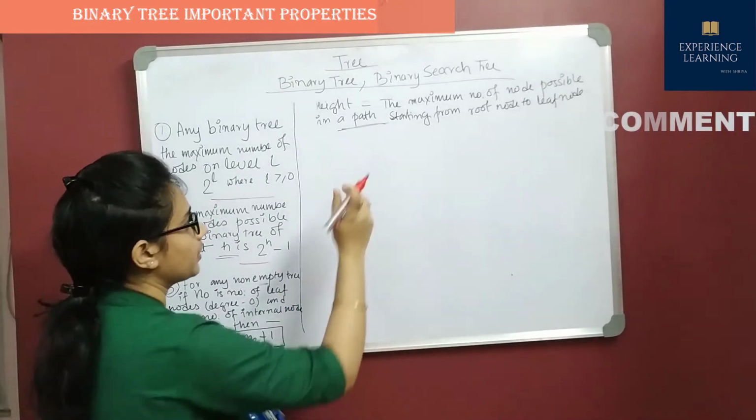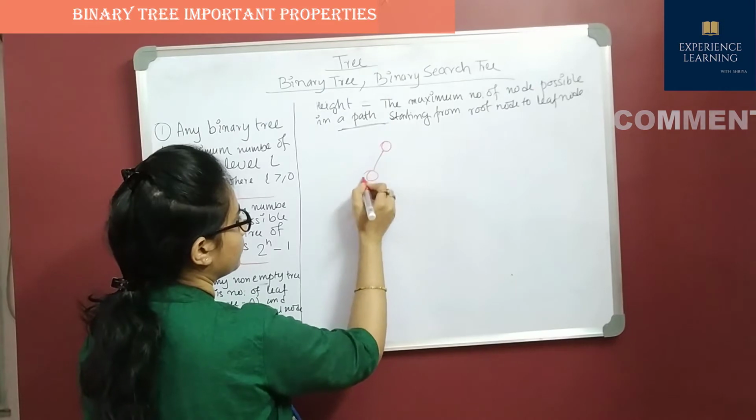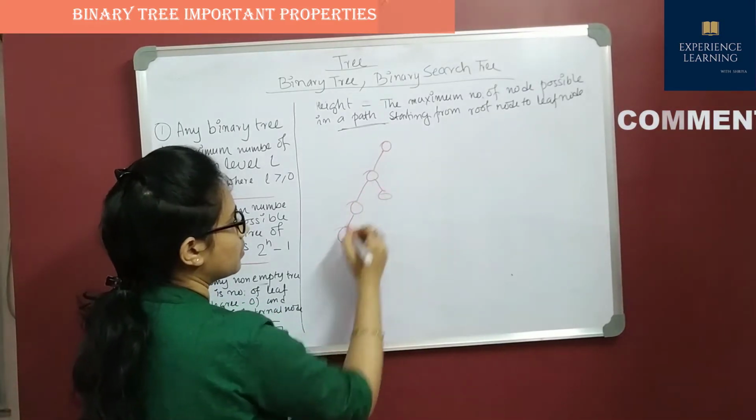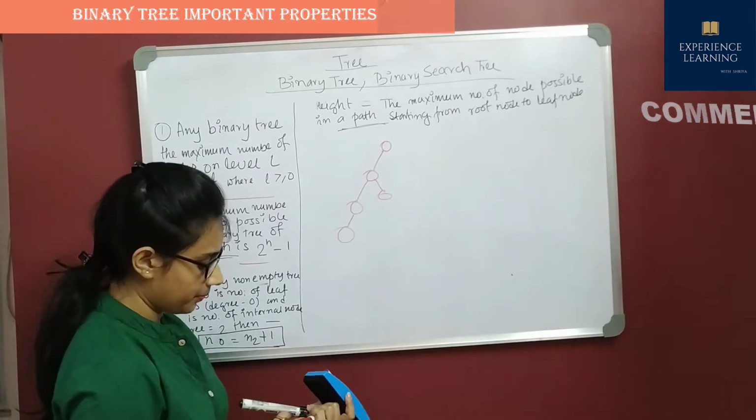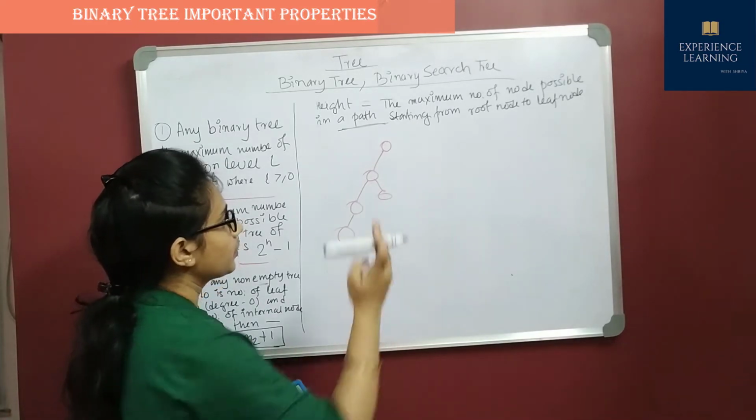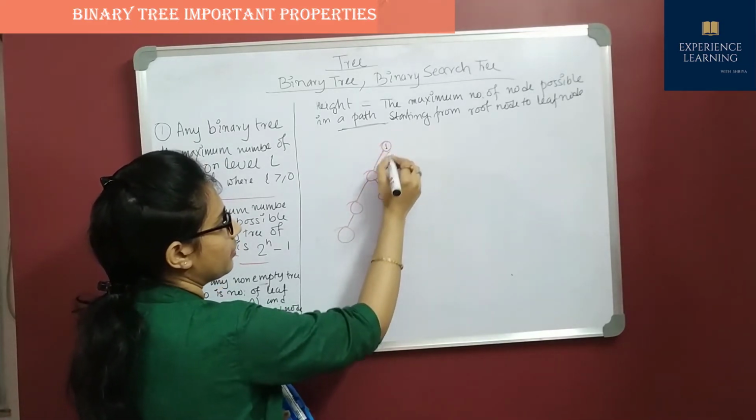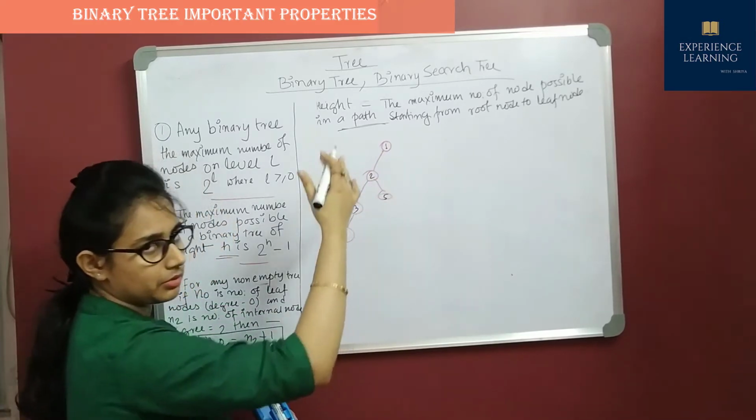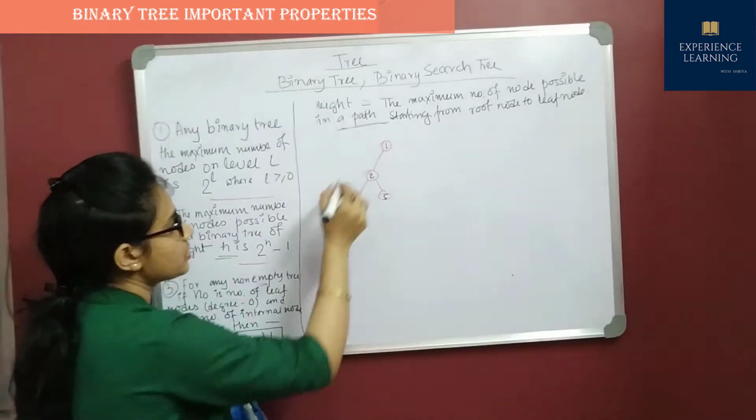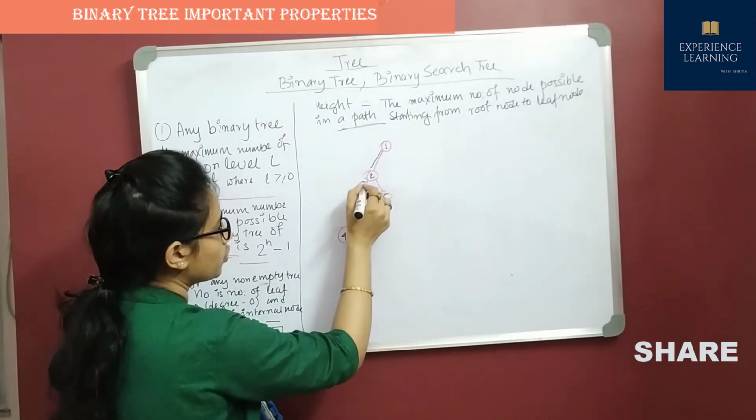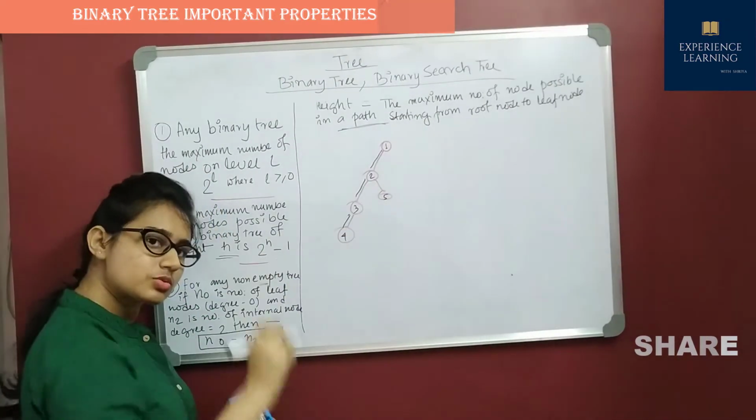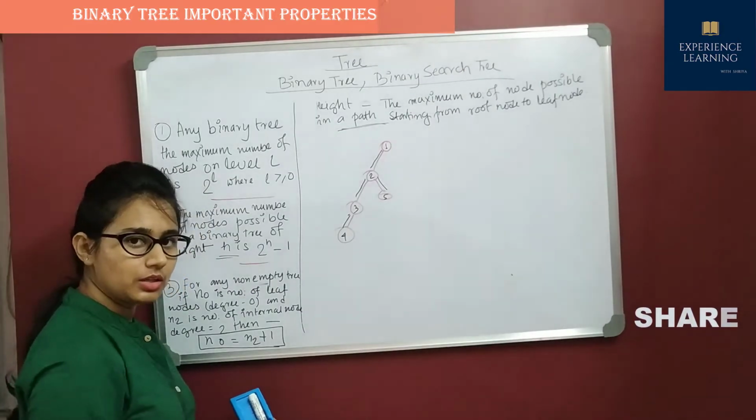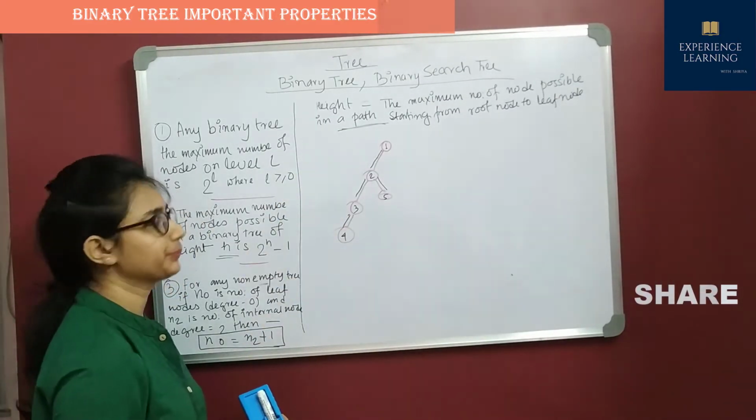So if I draw this, I am giving the values 1, 2, 3, 4, 5. Say I am giving the level of this. So 1 to 2, 2 to 3, 3 to 4. This is one path. 1 to 2, 2 to 5, another path. This one is known as a path.